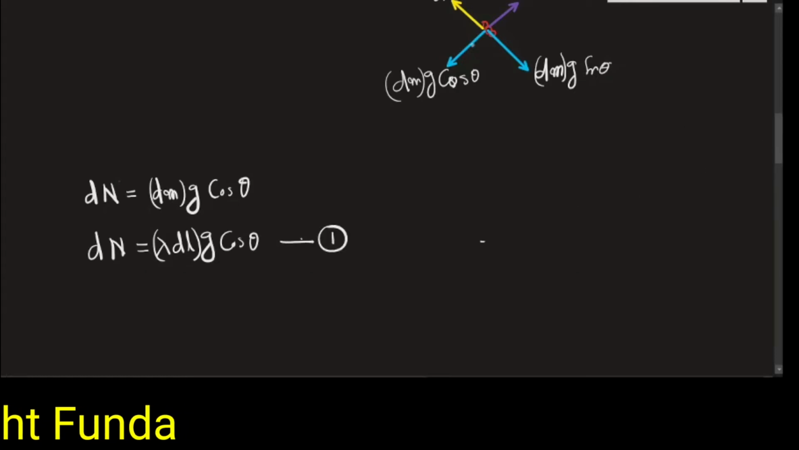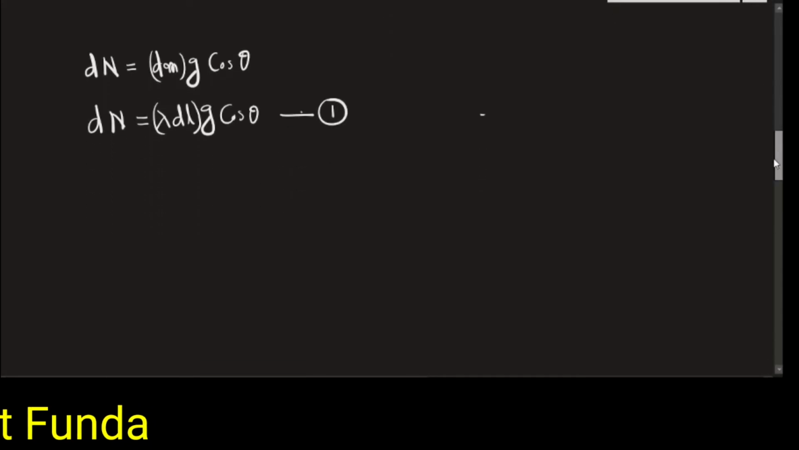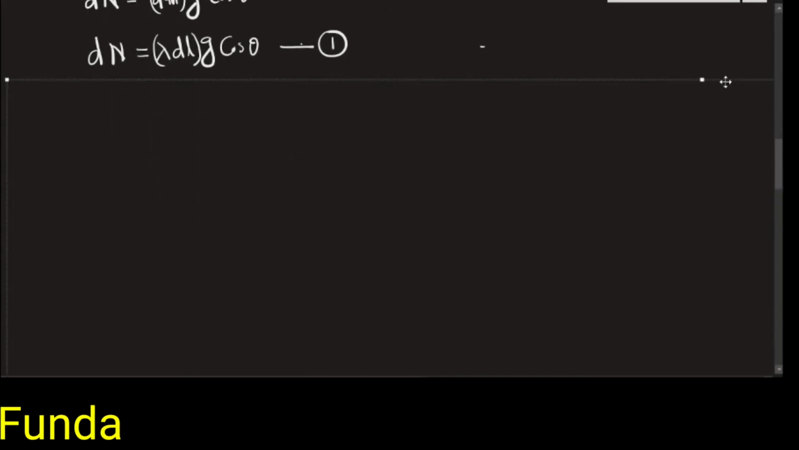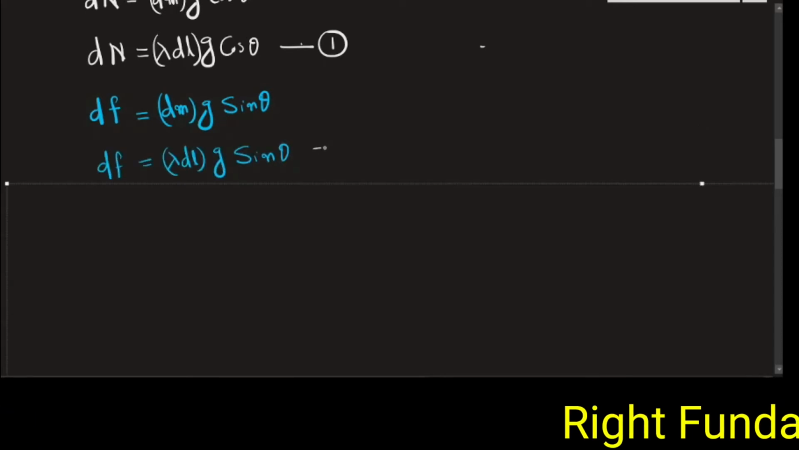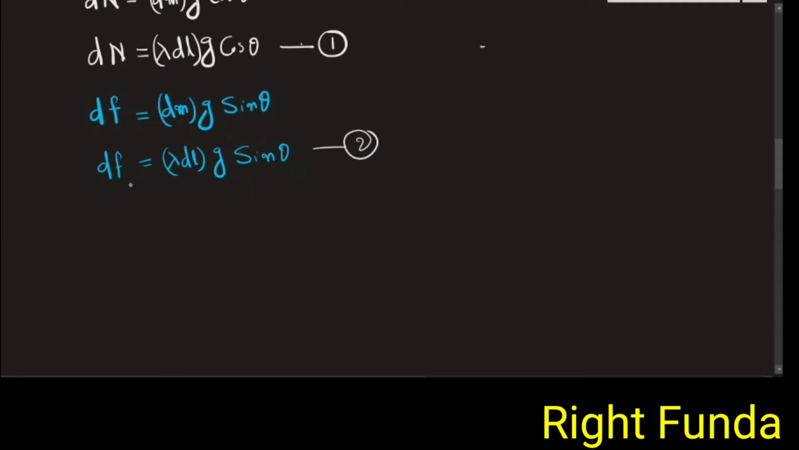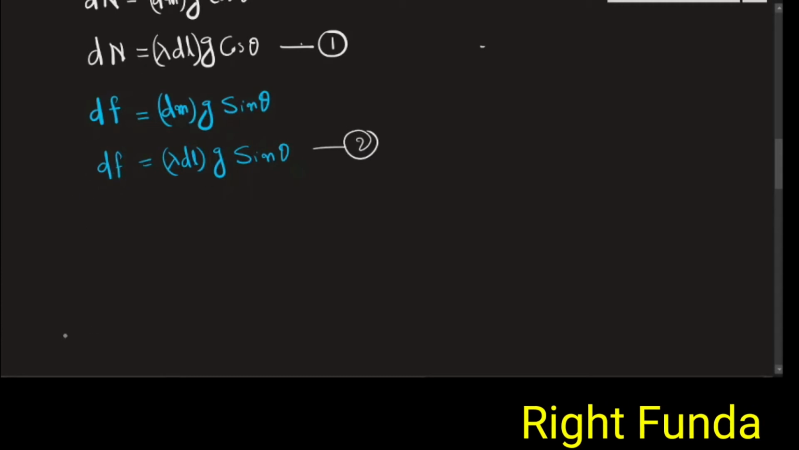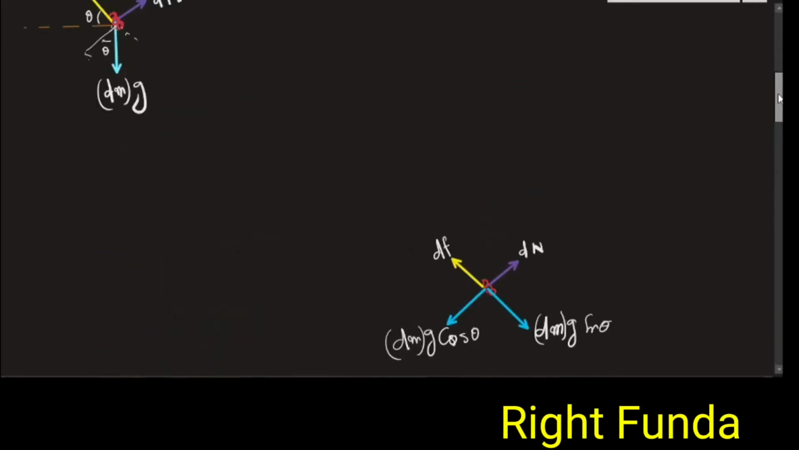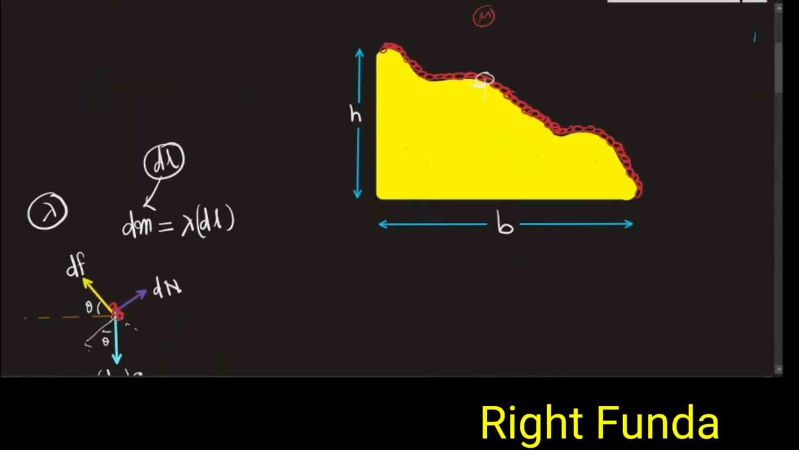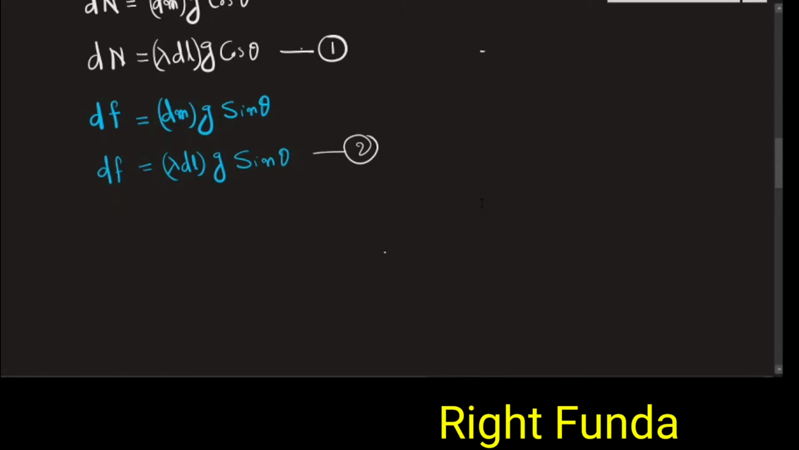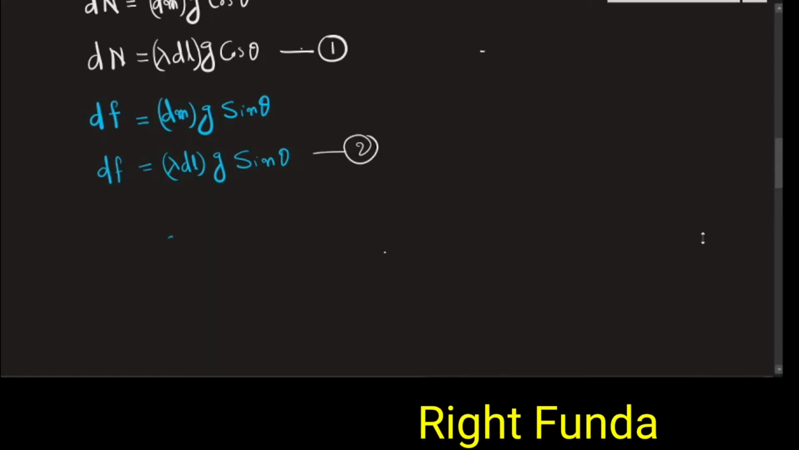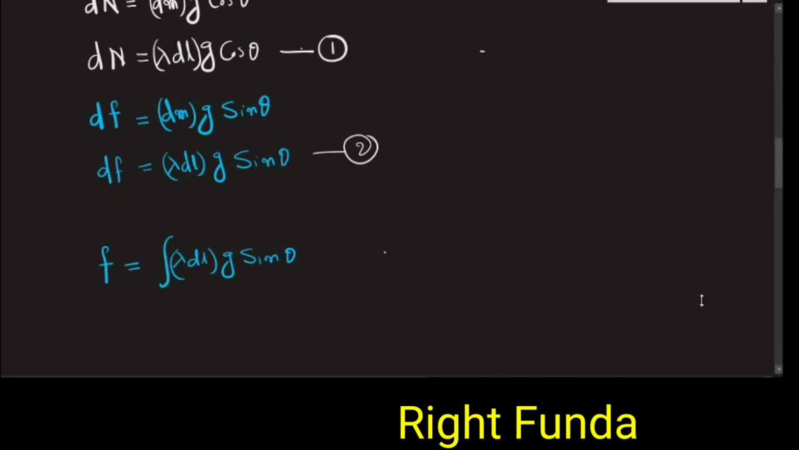Now similarly, along the surface also, it must be balanced. So the small friction force on the small elemental length must be balancing dm g sin theta, or df is equal to lambda dl g sin theta. Let's calculate the total friction force acting throughout the element. But friction is a vector quantity, mind it. So all the friction forces together, I have to find. So the total friction force is equal to lambda g integral of sin theta dl.